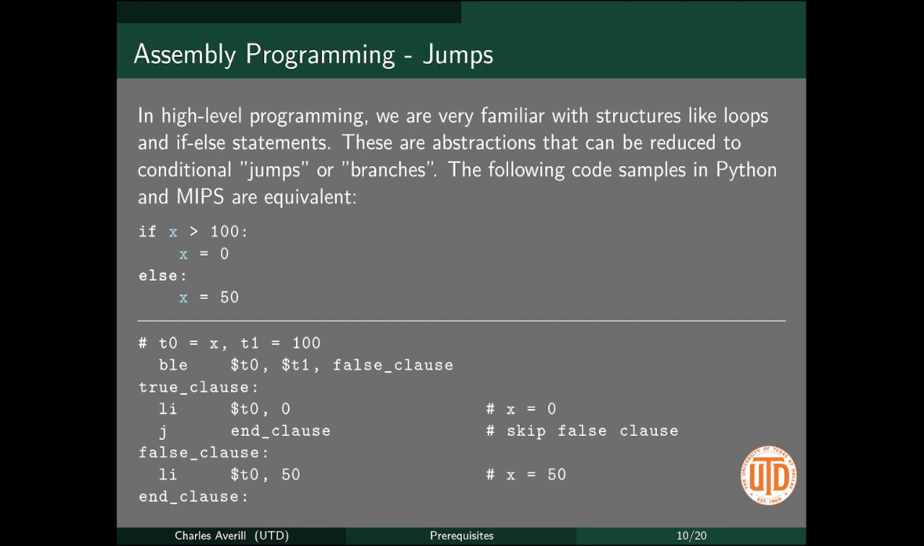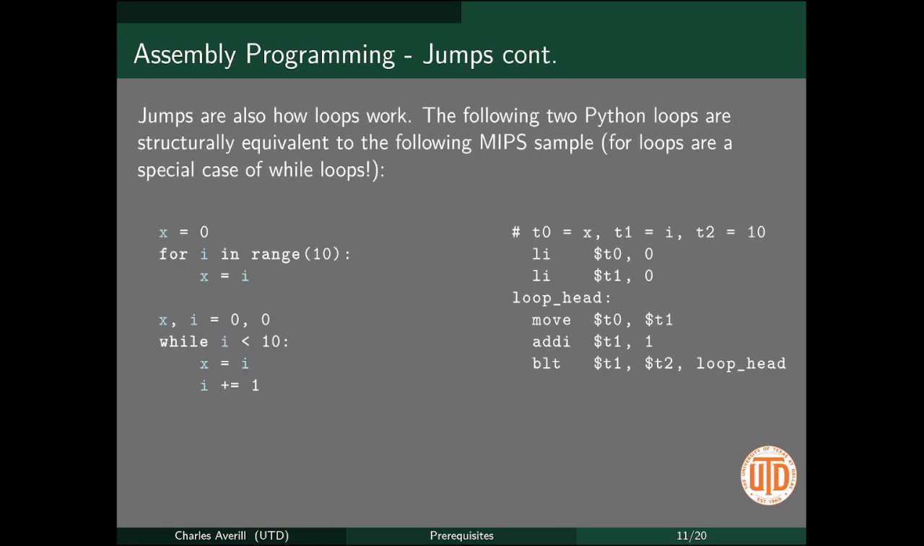And then we've got this J end clause. That's going to jump to this end clause, and it's going to skip that false clause because we don't want both to happen. We only want one of them to happen. So that's a little bit about jumps.